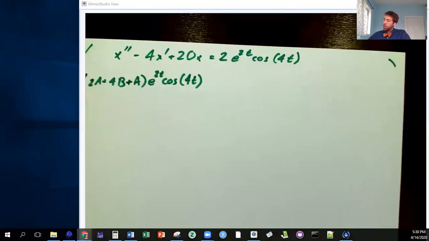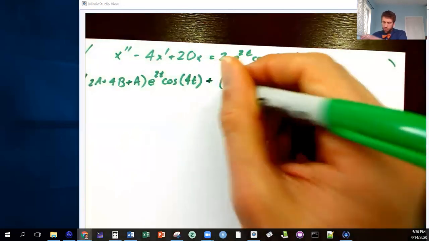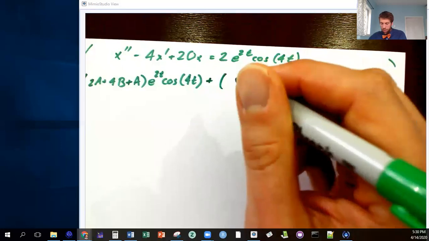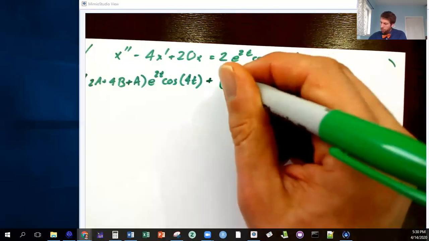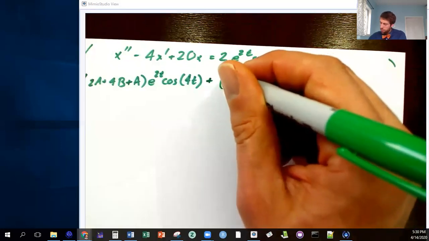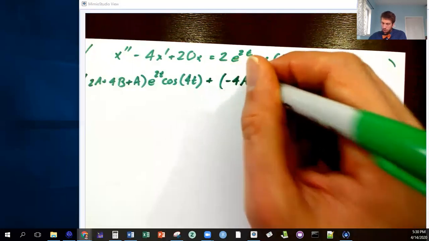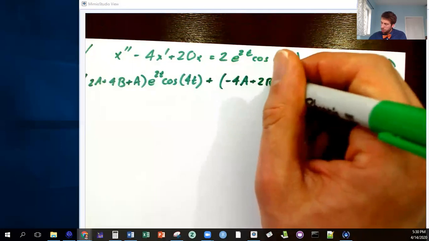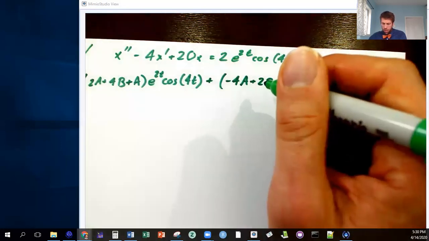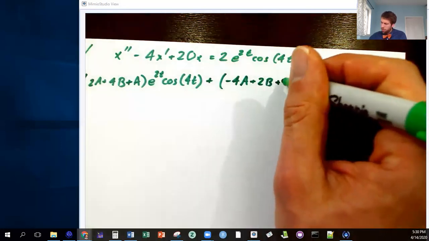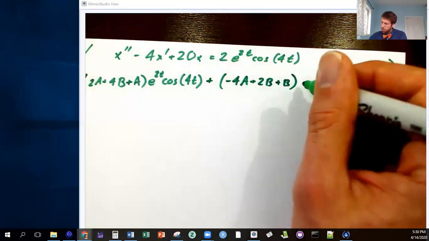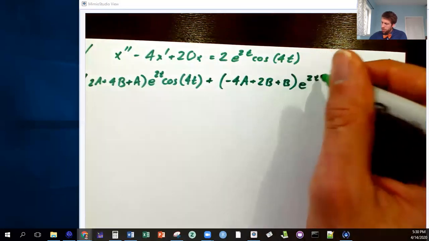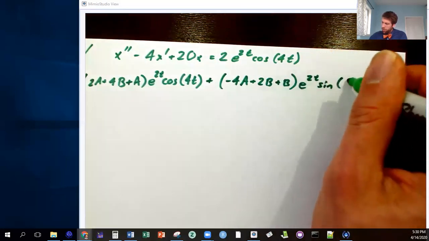So then plus negative 4a plus 2b, and then plus b, e to the 2t sine of 4t.